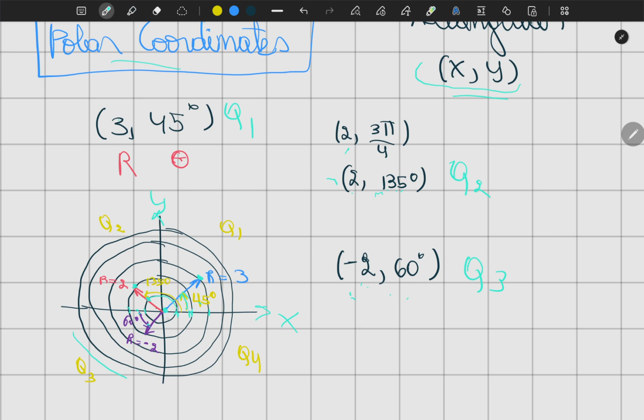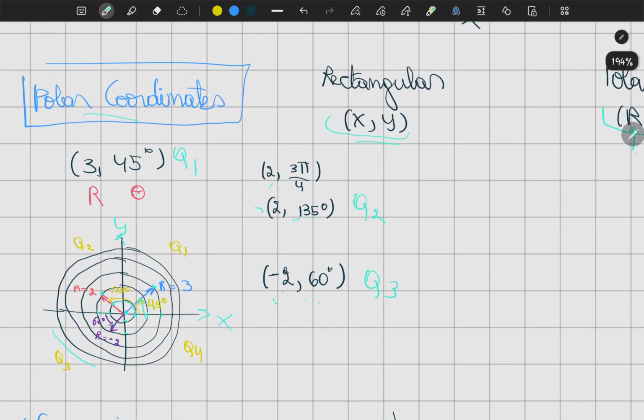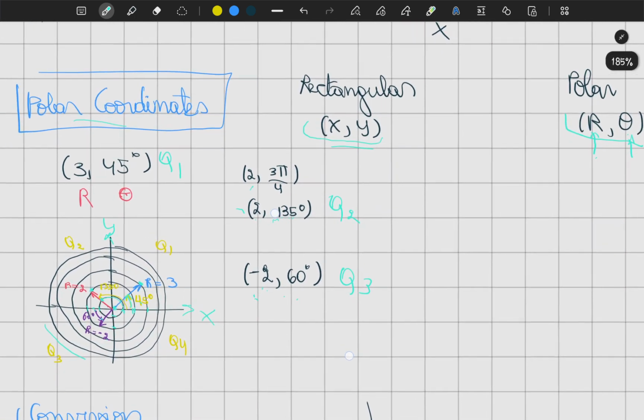Okay, you can see this 2, 1, negative 1, negative 2. So r equal to negative 2. So for quadrant 3, that's how you can represent a polar coordinate. Okay, just to give you an idea.